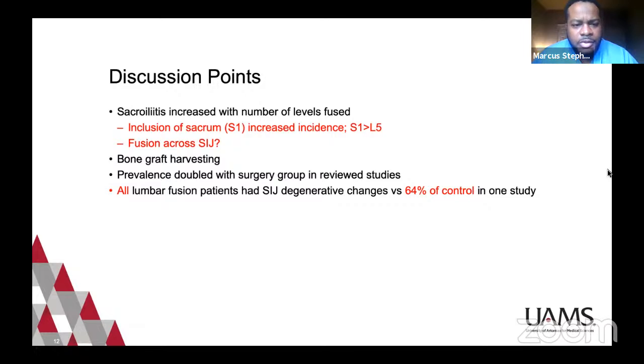We also found that bone graft harvesting caused a significant amount of postoperative SI joint pain. And there was one study that actually looked at surgery versus no surgery, patients that underwent lumbosacral fusion versus patients that did not undergo lumbosacral fusion, both of which had SI joint pain. And they found that all of the patients that underwent surgery had SI joint dysfunction or some type of pain after surgery, versus 64% of the patients that had never undergone surgery. So surgery in itself, and I think this is another big point for us to discuss as spine surgeons, lumbosacral fusion itself is a risk factor for having advanced degeneration of your SI joint. And we should take that into consideration.